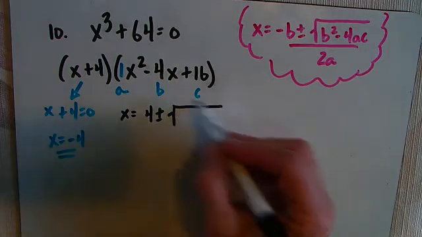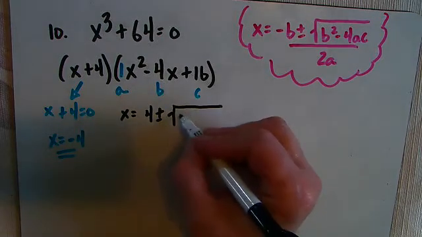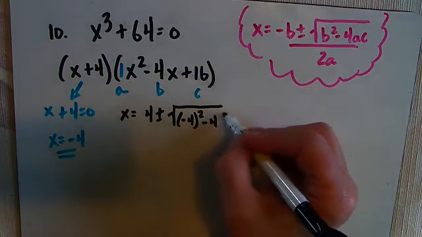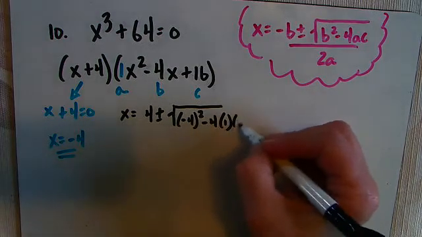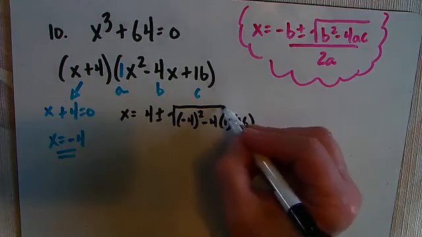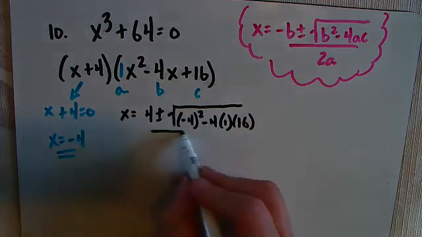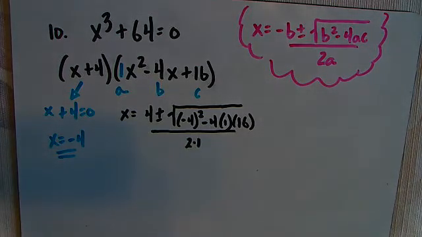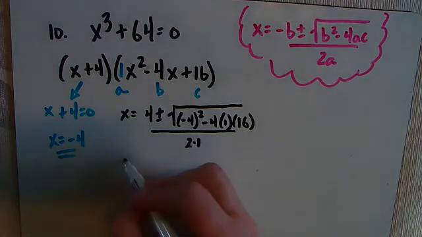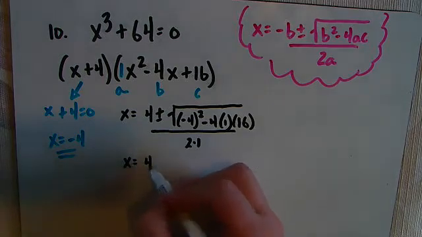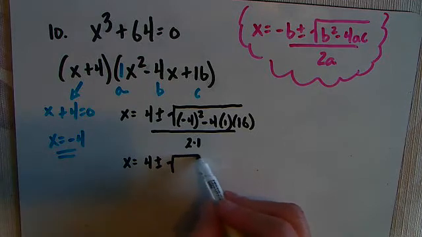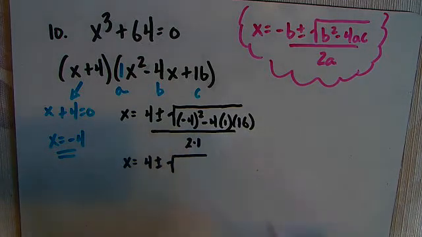We need the square root of our b, which is -4 squared, minus 4 times a, which is 1, times c, which is 16. All of that will be divided by 2 times 1. In your calculator, we're going to enter what we call the discriminant. That means everything underneath the radical. I'm going to put that into my calculator.